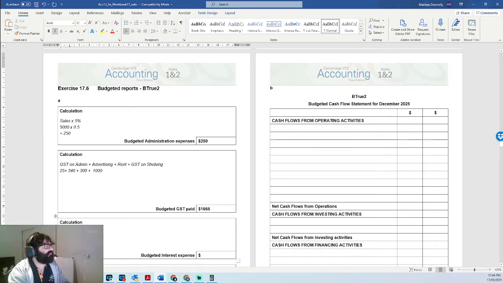So interest expense, it's a monthly interest expense, so we need the total amount of 11,000 multiplied by 3.6%. But because that 3.6% is per annum, we need to divide the whole answer by 12.